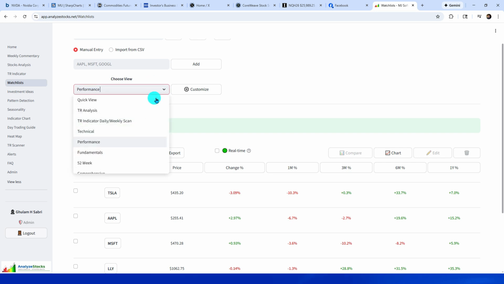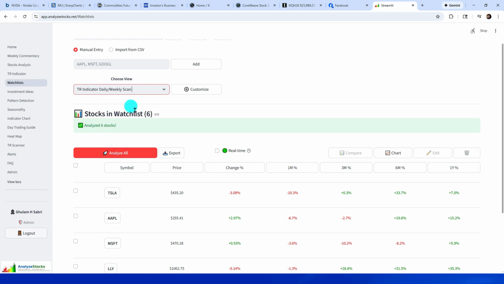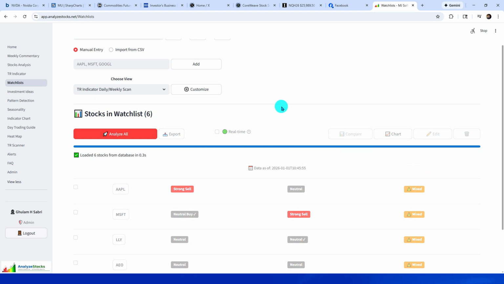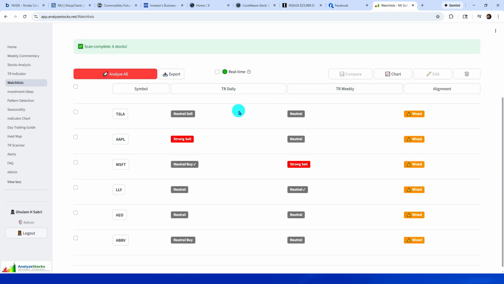Now, if I want to see the TR indicator, which is our proprietary indicator, and the signals of these 6 stocks, both on the daily and weekly, then I have to choose this daily weekly scan view and press the analyze button. In this case, it's already done, and these 6 stocks are showing that, unfortunately, none of them in this list is a bullish stock at the moment, including Microsoft and Tesla. They are neutral, or neutral at best.